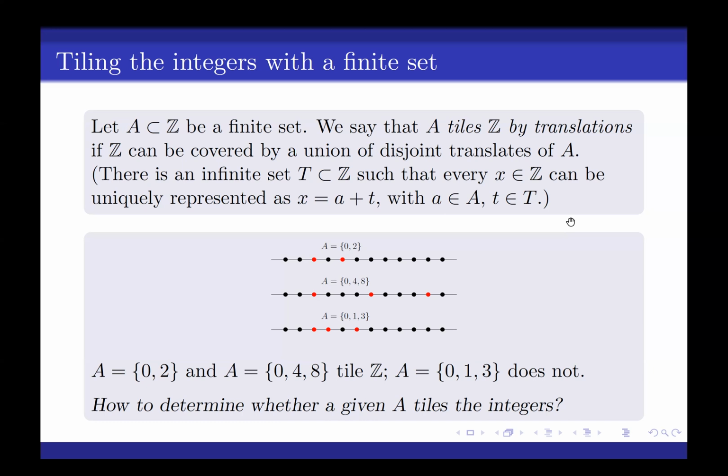Okay, so let's take a look at the third example. With the set {0, 1, 3}, it is also clear that there are no translated copies of that set that can bridge the gap between 1 and 3, and therefore this set does not tile the integers. What we'll be talking about today is the conditions under which one can determine whether a given set tiles or not.